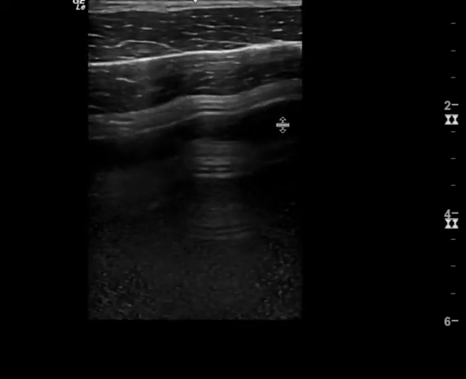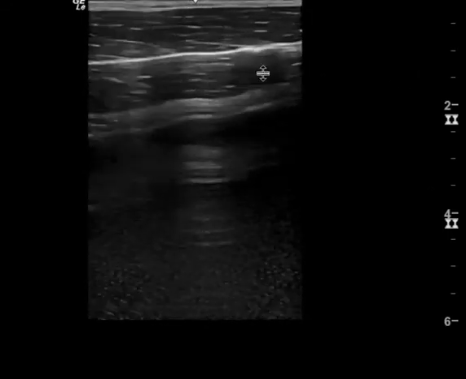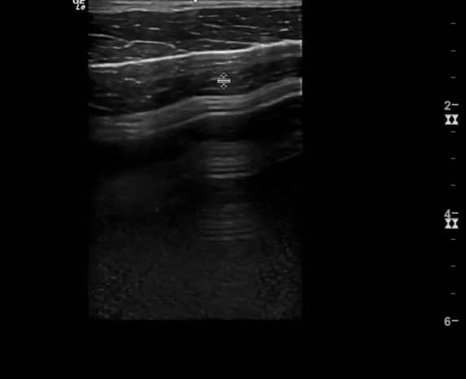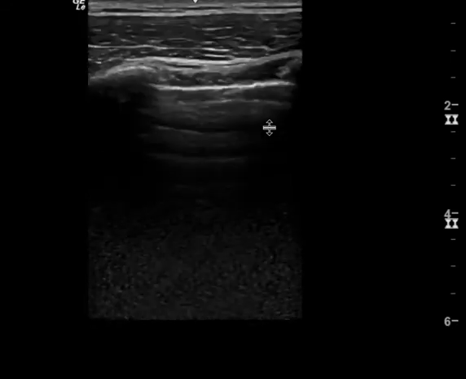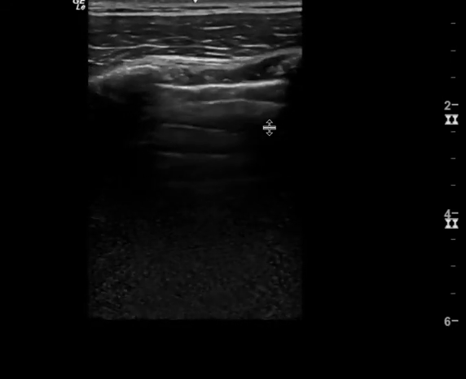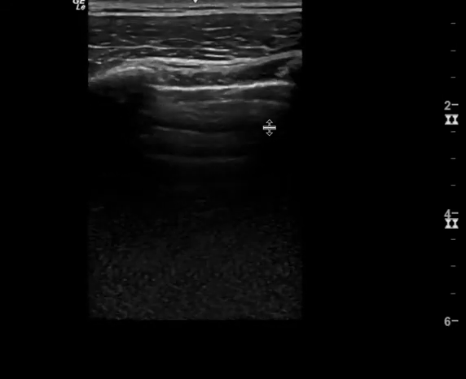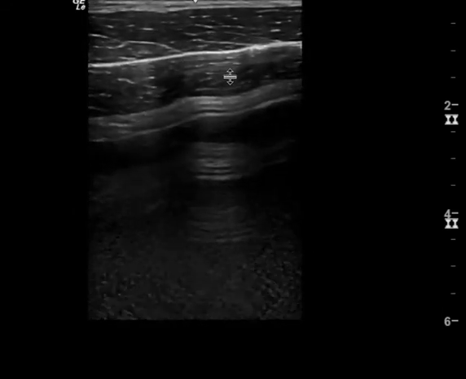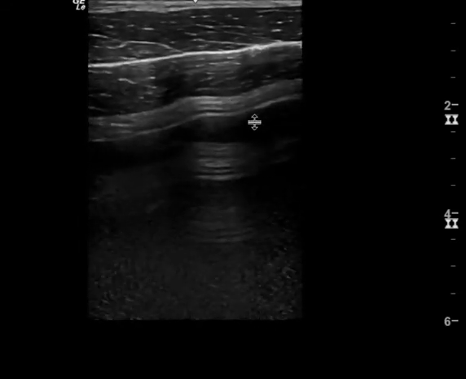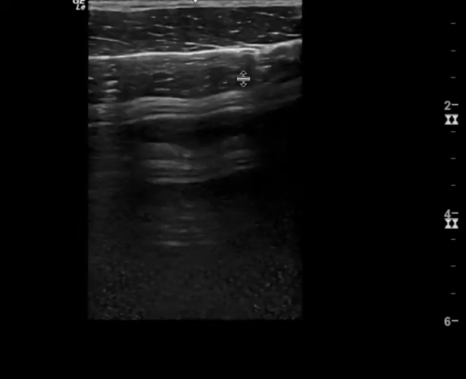And this was read as positive for a pneumothorax. Note here, you don't see rib. You don't see the pleura. Again, this is the first clip I showed you of one side, and then this is the other. There's no ribs here.